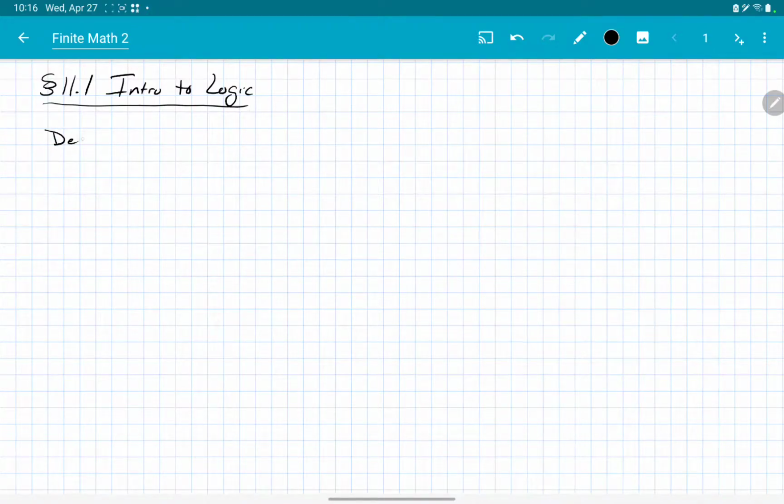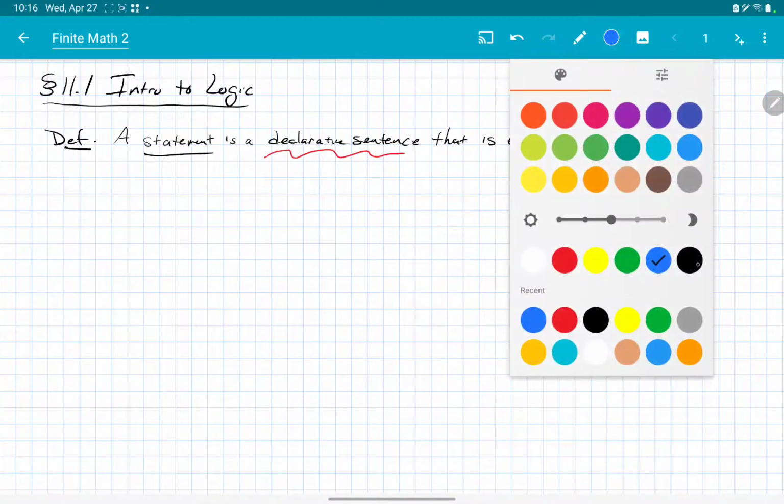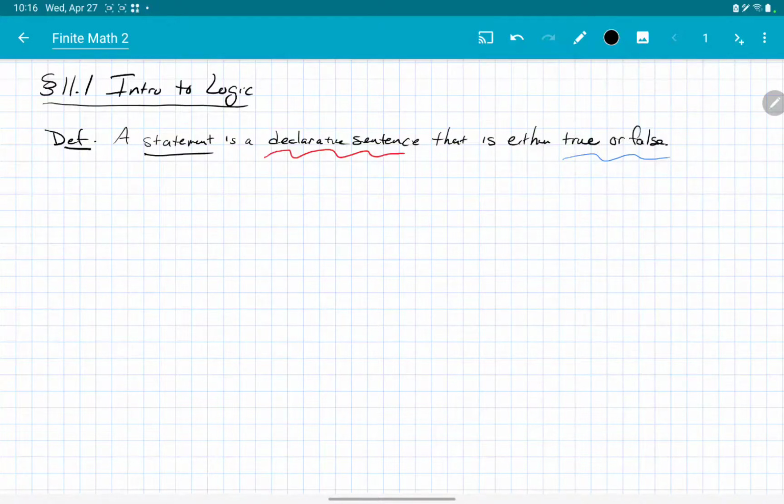So the first thing is that logic is based on what are called statements. The definition of a statement is a declarative sentence that is either true or false. There are, of course, two parts to this definition. First, a declarative sentence, which means it's not a question, and it's not an imperative, a command. And second, it's either true or false.